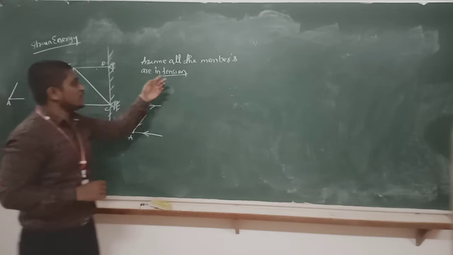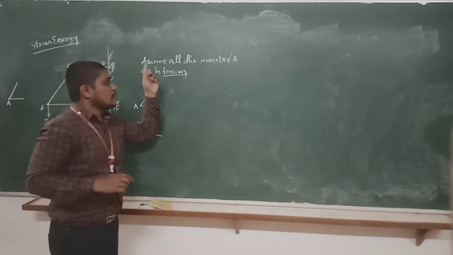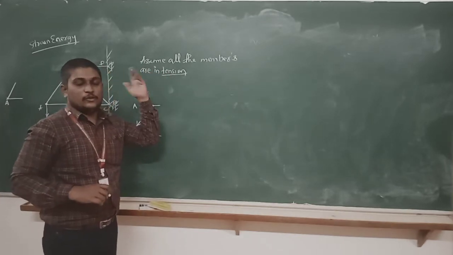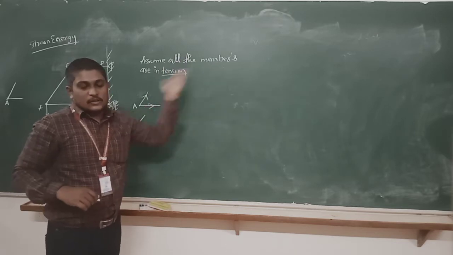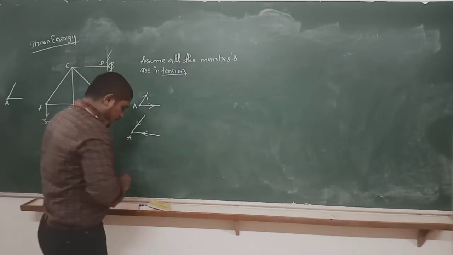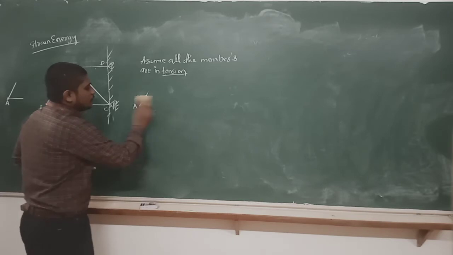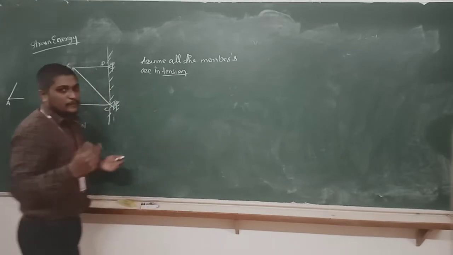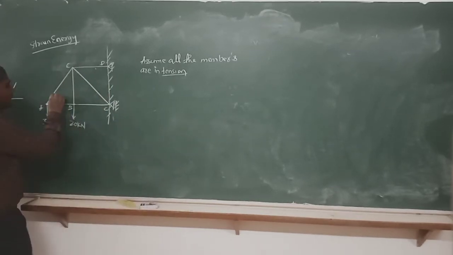It is not necessary or mandatory that you assume all the members are in tension only. You can consider all the members in compression also. It depends on the sign convention. If you get a negative answer, the assumption is wrong. Simple one. Now here, away from the joint is tension. When you see this, it looks like compression, but think of the joint and give this arrow mark so that it will not go wrong.